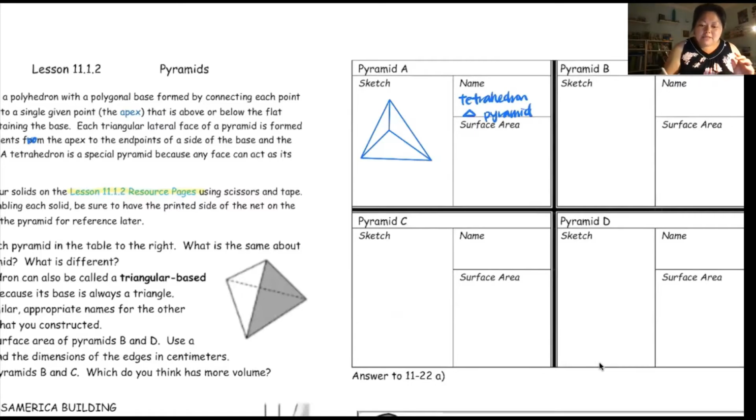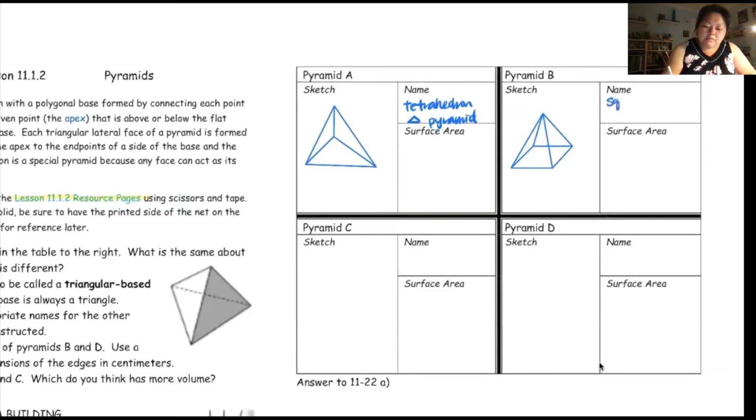All right, pyramid B has a square bottom. So the easiest way is to draw that square as a parallelogram or a rhombus, okay? So you want to do that as a parallelogram or a rhombus, and then put the tip up here, and you can connect, and lastly connect. There's your pyramid. So this is a square pyramid because you have a square on the bottom.